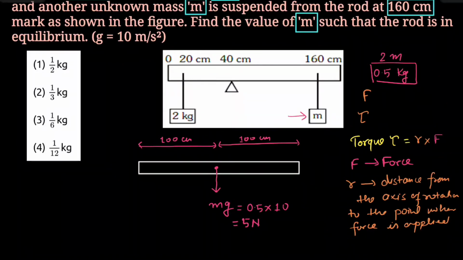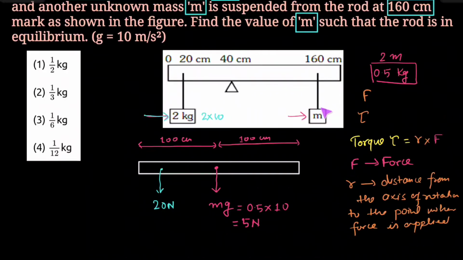The second force would be due to this 2 kg mass. Suppose this would be another force, and its value would be equal to this 2 kg mass into g, and the value of g is 10. So the force due to this 2 kg mass would be 2 into 10 equals 20, so this would be 20 Newton. It would also be in the downward direction. The third force would be due to this unknown mass m.